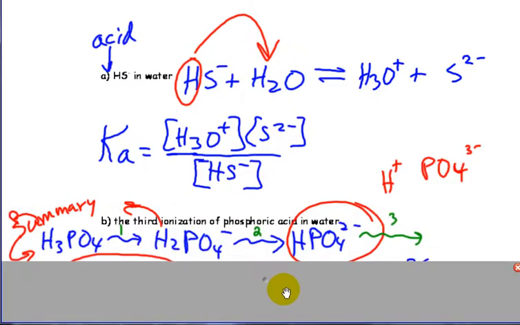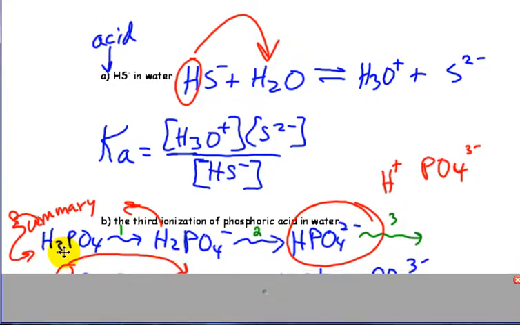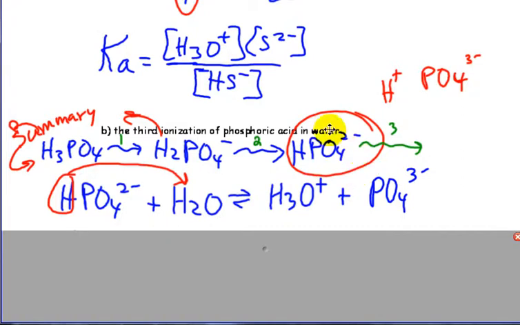Next question, what about the third ionization of phosphoric acid? So if you take a look at what I mean by the third ionization, phosphoric acid looks something like this, H3PO4. So if it ionizes once, it loses one hydrogen to become that, loses another hydrogen to become that, loses its last hydrogen to become PO4 3-. So the third ionization would be picking up where we left off here.